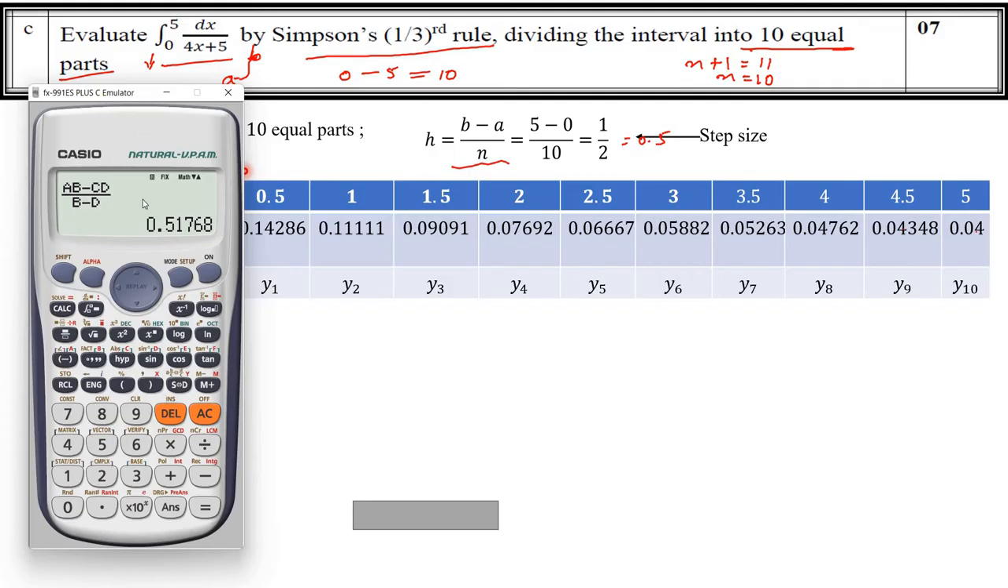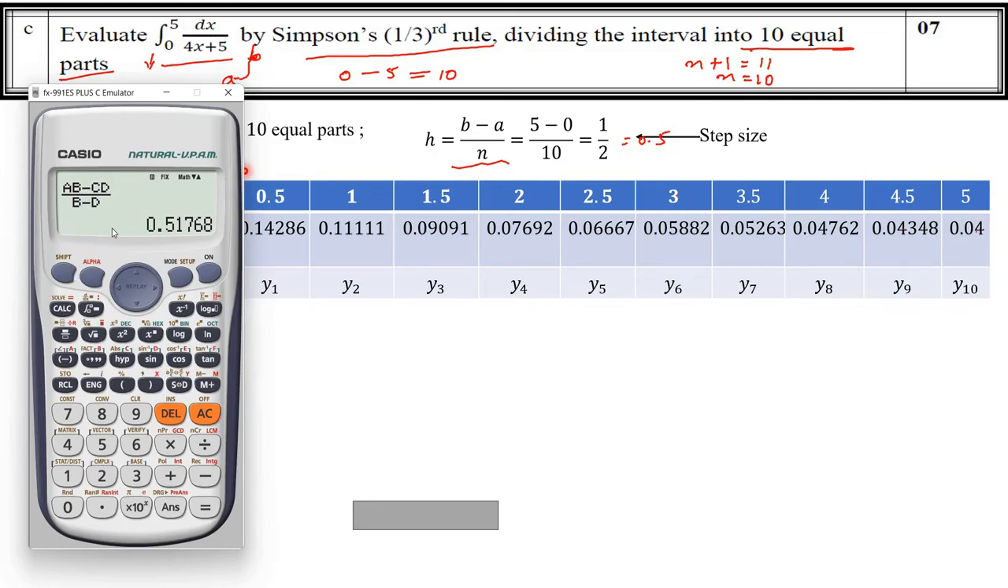Everyone take out the calculator. Yes, you should take out the calculator. By seeing only the video, you can't solve the problem. So take out your calculator and solve along with me.